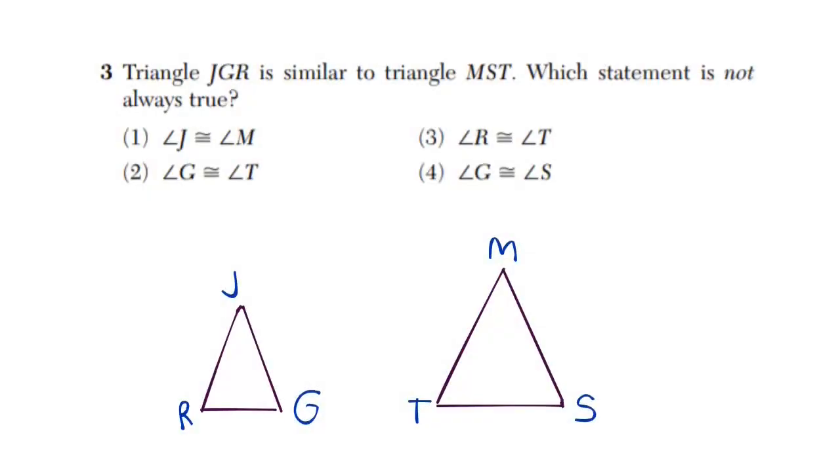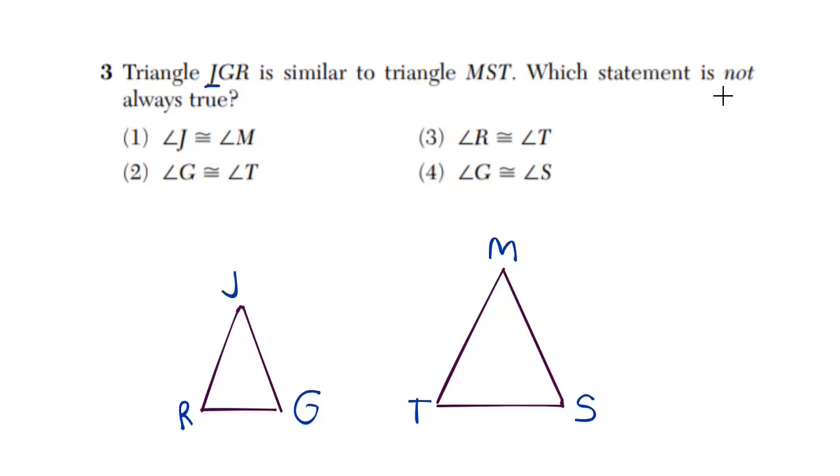Okay, so we've got two triangles, JGR and MST, that are similar. If you remember, polygons that are similar just means that corresponding angles are congruent and corresponding sides are proportional. Now, if you notice, every single answer choice here is all talking about angles, so that's probably what we're going to focus on. And if you look, we want to know which is not true. So let's take a look at one. Remember, corresponding just basically means what's in the same spot. And I like to teach students, look at the letters.